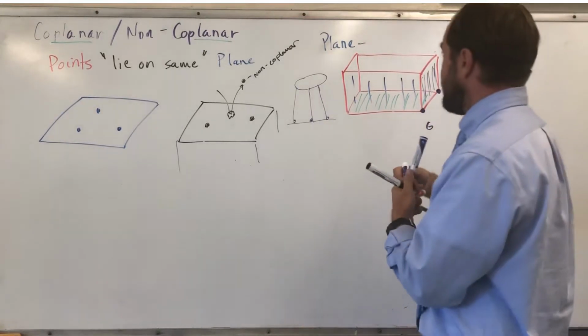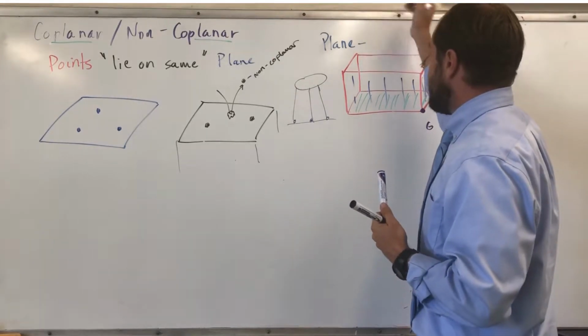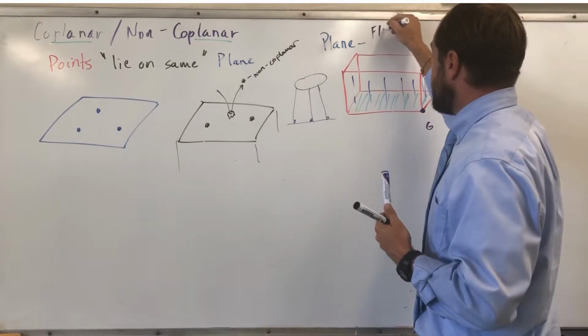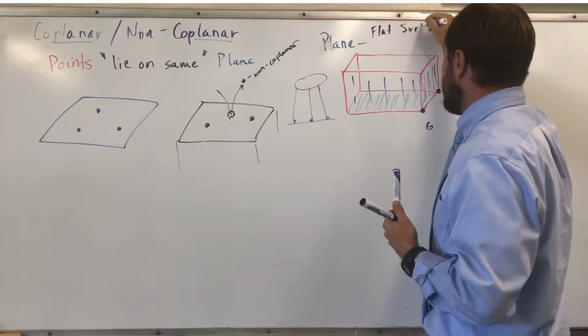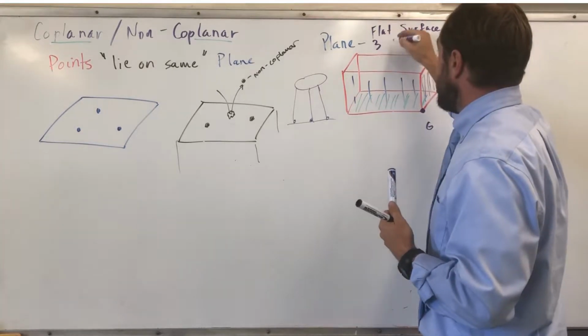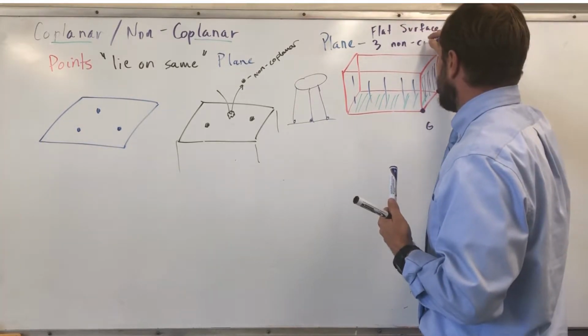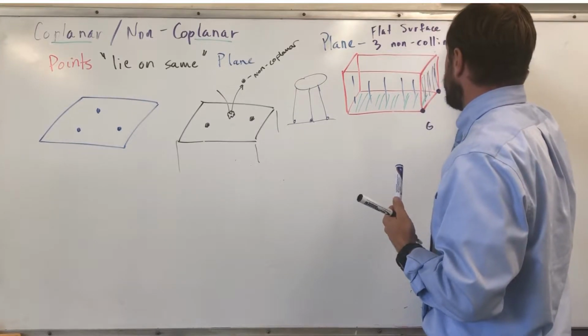Now the definition of a plane is a unique flat surface made up of 3 non-collinear points.